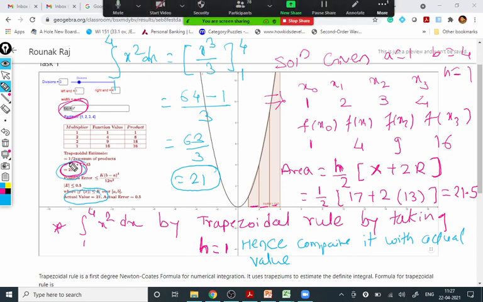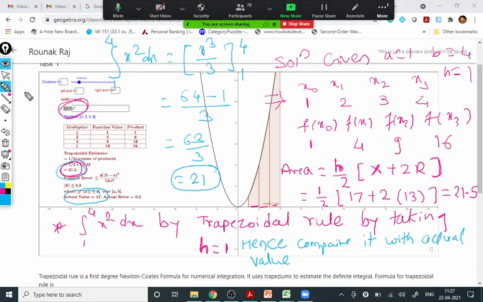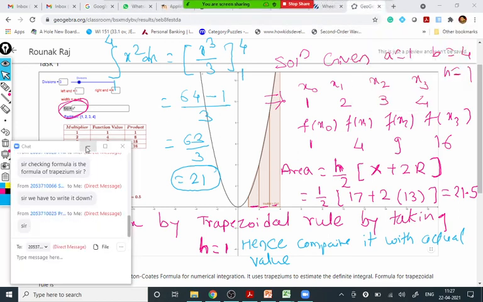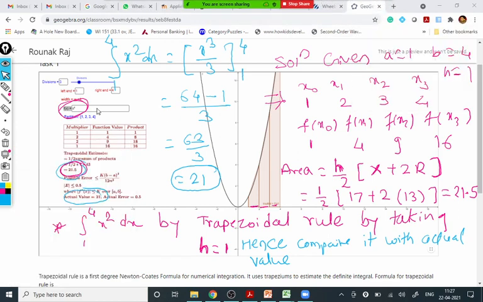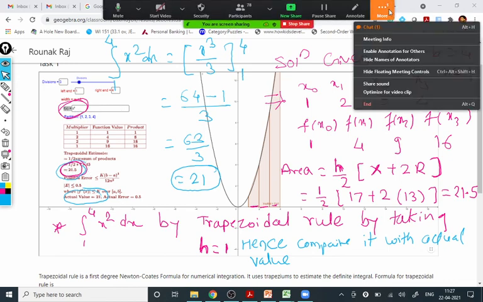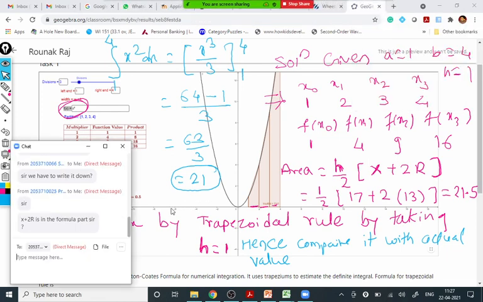Yes, sir. Okay, in this GeoGebra activity, you can solve any question. Whatever question you are given, you can just put the function f(x) here. You will get the entire calculation on this side. Okay. Yes, X plus 2R is the formula. Let me show you the formula, then you will get it.